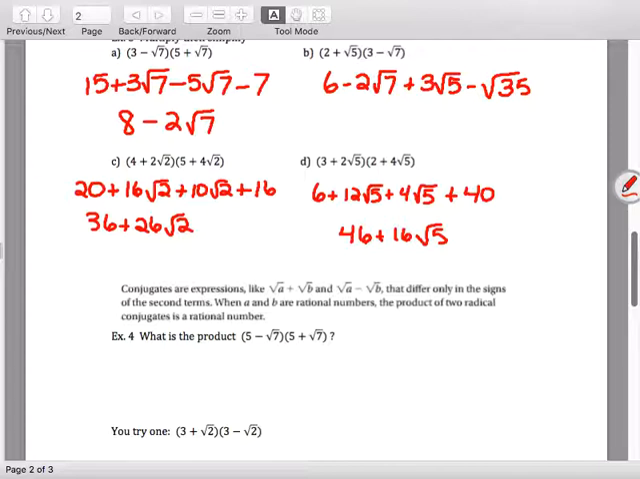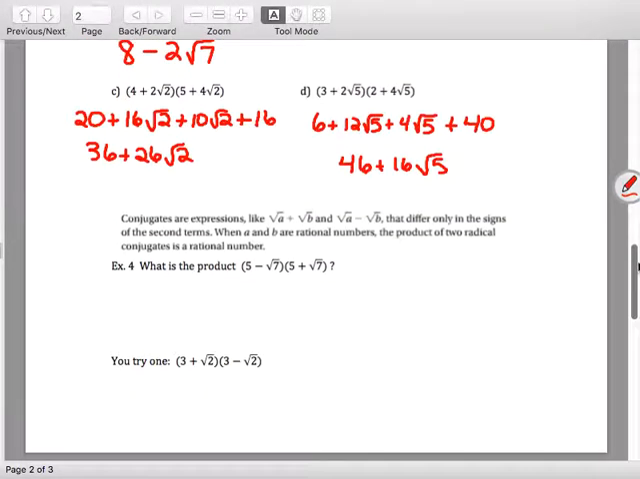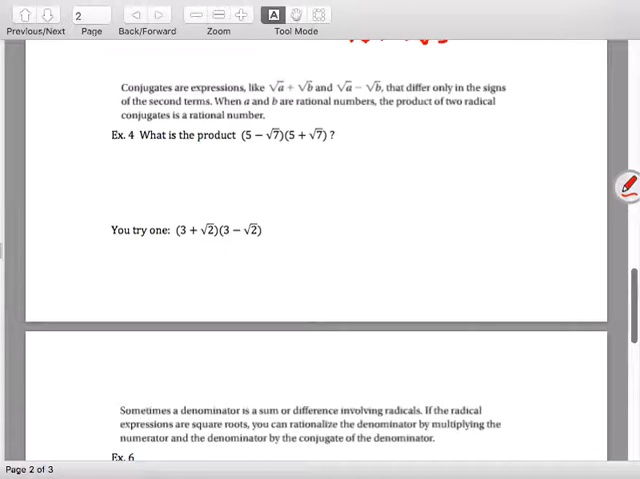All right, now, conjugates. We did conjugates with radicals earlier, so we're going to revisit them. It says conjugates are expressions like radical A plus radical B and radical A minus radical B. They only differ by the sign in front of the second term. So, what I want you to do in example 4 is multiply 5 minus radical 7 times 5 plus radical 7. Go ahead and do the FOIL.